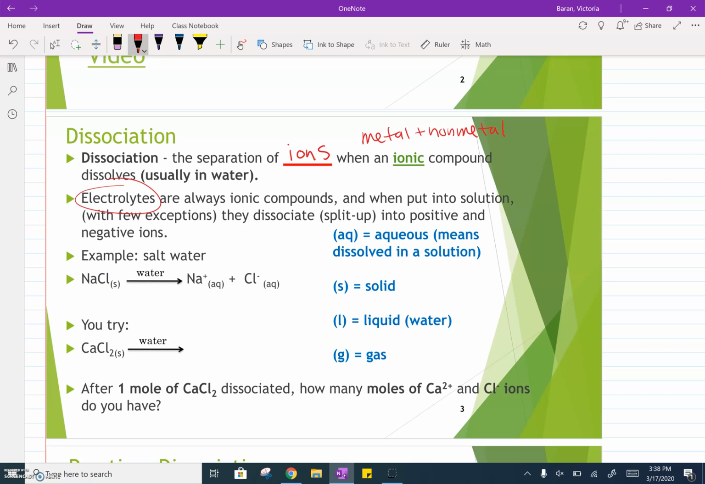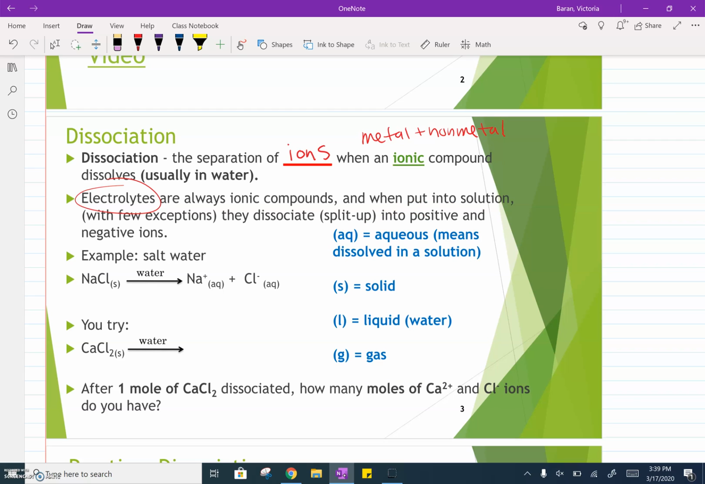Electrolytes are actually an example of ionic compounds that will dissociate, and this will be very important later on when we start looking at boiling point elevation and freezing point depression. But for now, let's go back to our dissociation. So you have seen these before in chemical equations, and we haven't really talked about them much. Now we are going to talk about them, and you will be writing them.